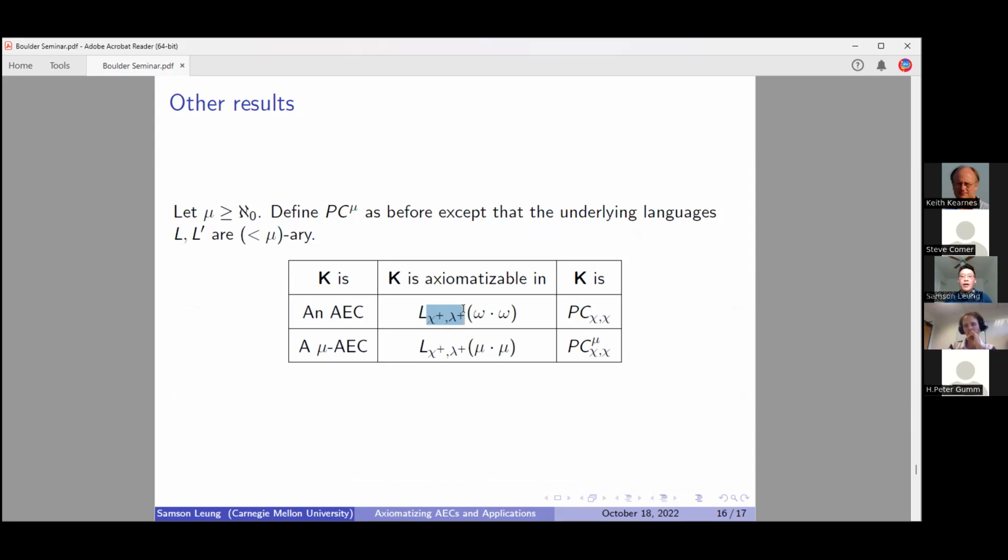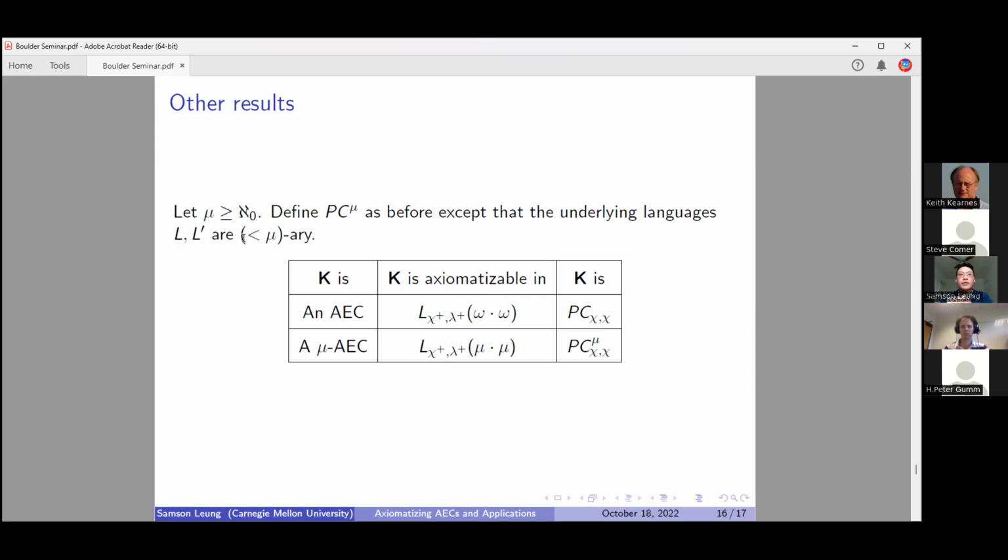And I can also encode it in terms of some game quantification. Here, chi is lambda plus I2. Lambda is the Löwenheim-Skolem-Kaplan number. It turns out that my proof can be basically copy and pasted to the mu AEC context. Mu AECs mean the same axioms for AECs, but you do not allow the language to be infinitary.